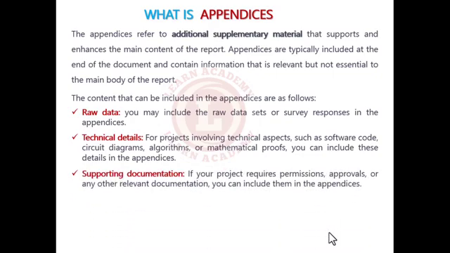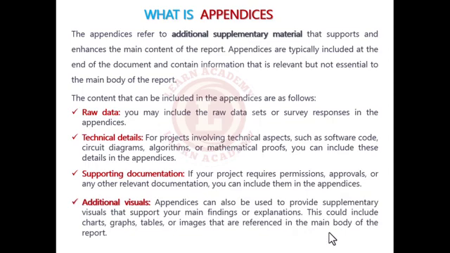Also, we have supporting documentation. If your project requires permissions or approvals, you could include all these approvals under your appendices. We also have additional visuals. You could also include visuals that support your main findings or explanations. This can include charts, graphs, tables, or images that you don't necessarily want to include in the main body of the project. You can add them to your appendices.